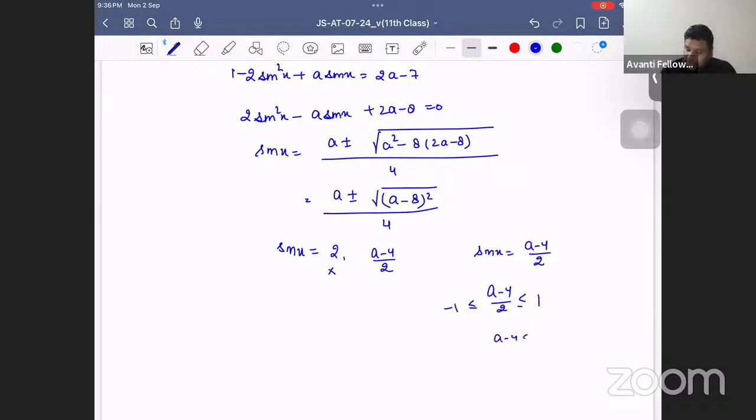So this a minus 4 should lie in minus 2 to 2. So a should lie in 2 to 8. Sorry, 2 to 6. A should lie in 2 to 6. So integral values of a are 2, 3, 4, 5, 6. Am I correct?